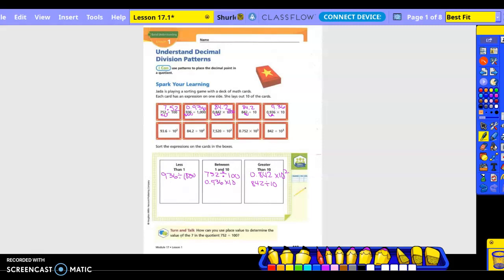Okay. Next one, 10 to the second power is what? 100. So I'm dividing. Am I going to the left or to the right? To the left. How many places? 2 places. So my new answer would be 9 and 36 hundredths. So where does that go? In the first box, right?